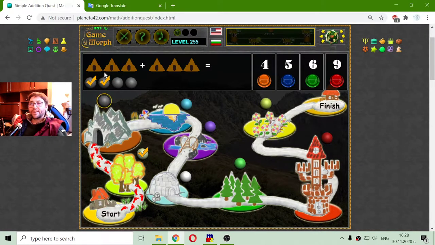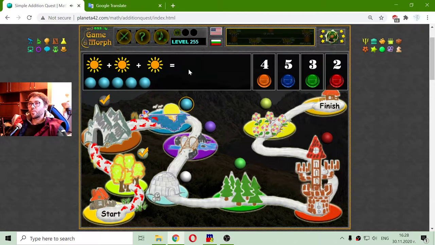Next equation is 3 caves plus 3 caves. This is equal to 6 caves. And we have 1, 2, 3, 4, 5, 6, 7 caves plus 1 cave. This is 8 caves. Then I'm moving to this sunny lake. There I should count suns, but now we have 3 countables.